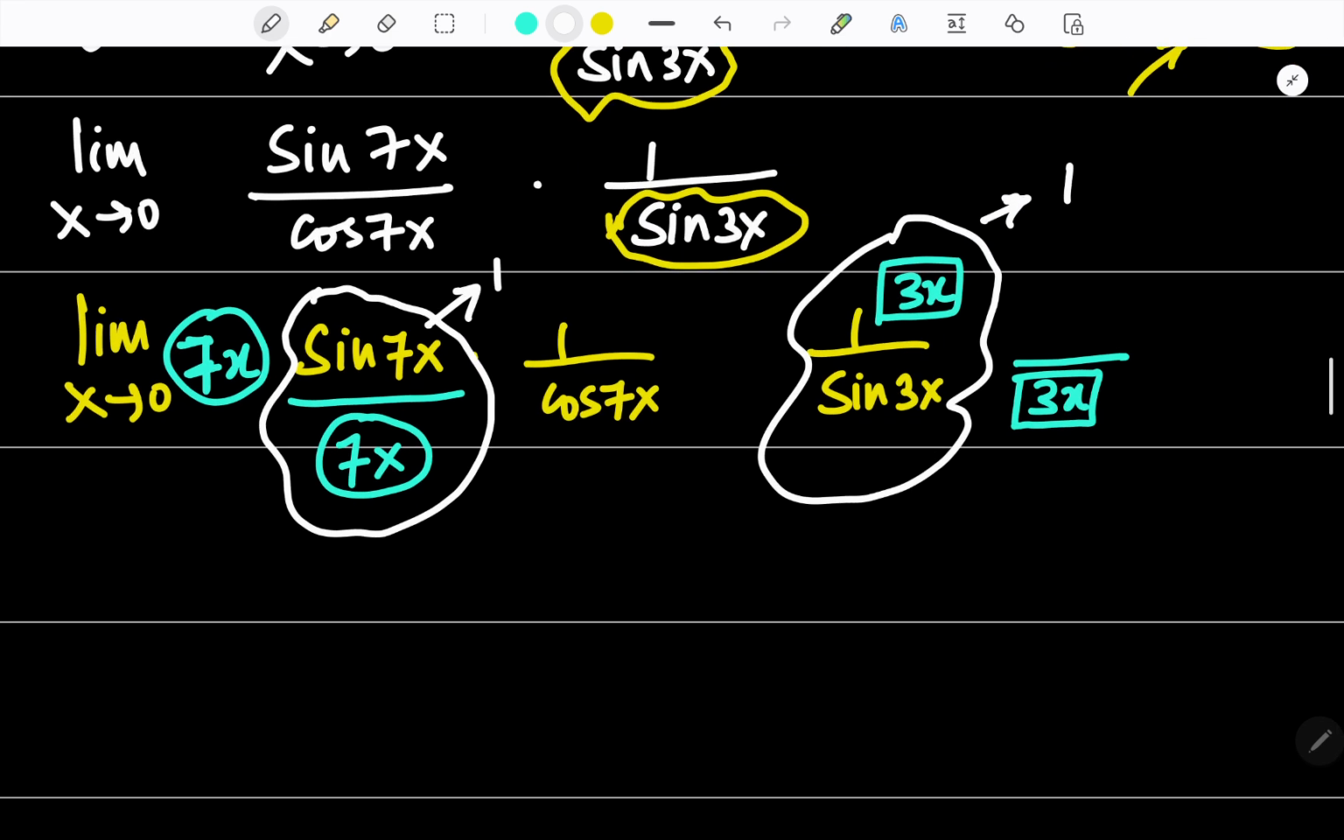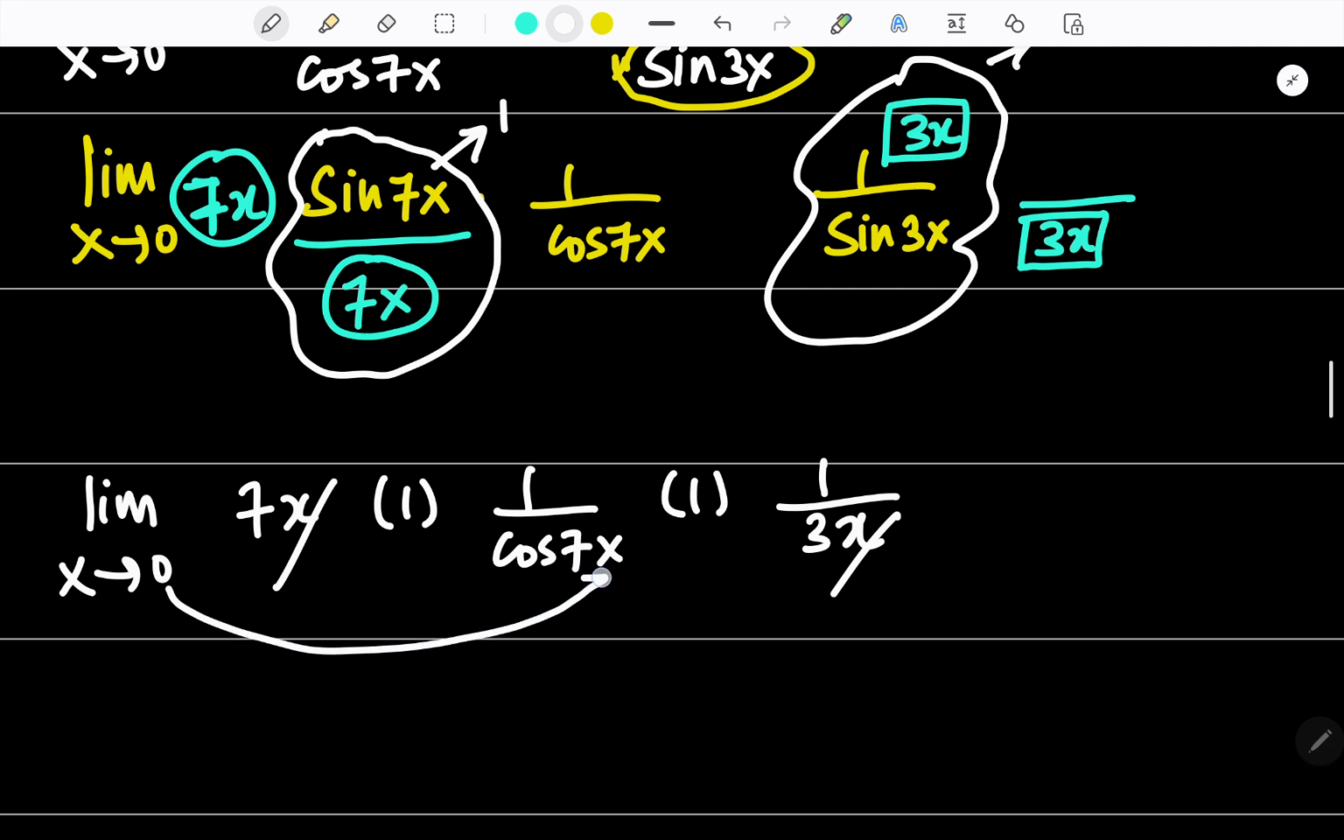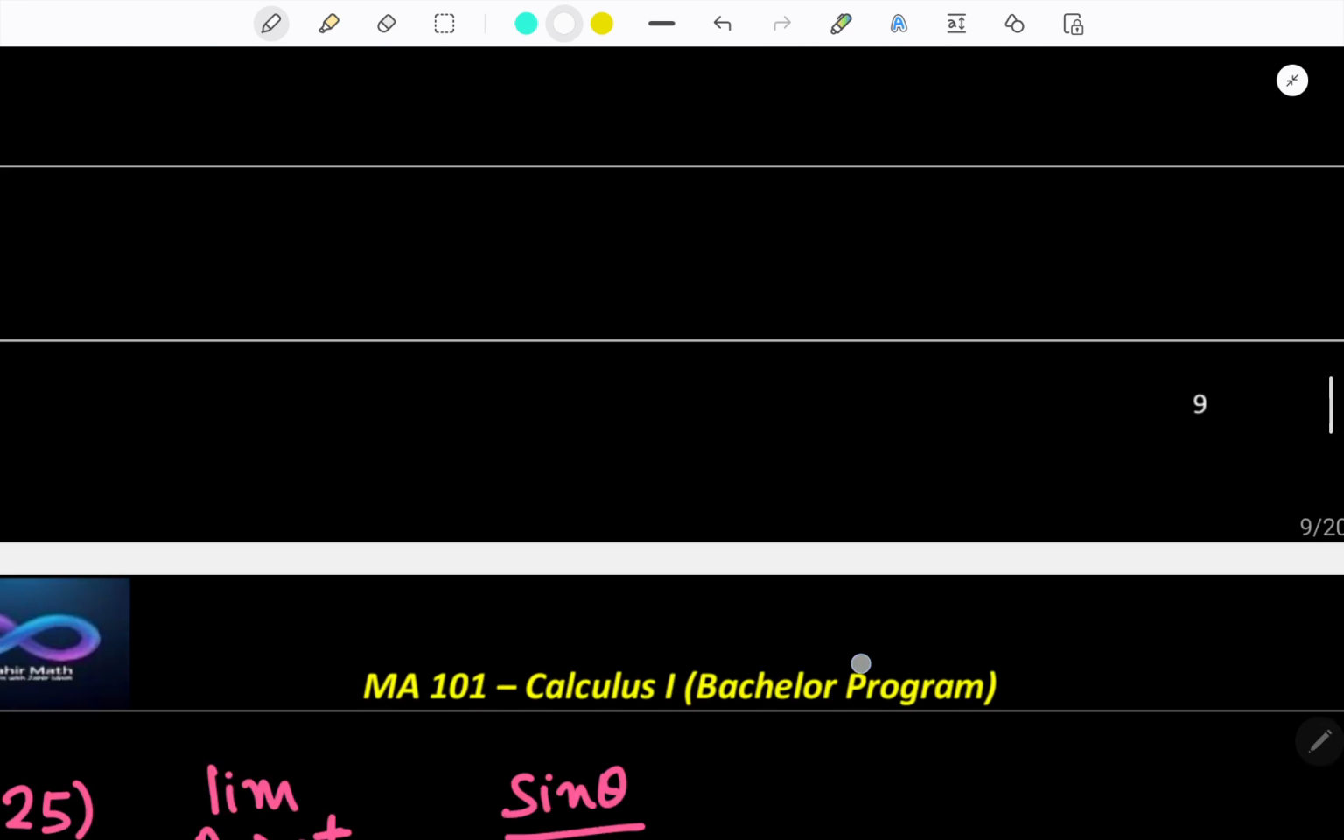So what is remaining now? The remaining is limit x tends to 0, 7x times 1 by cosine 7x times 1 by 3x. Now x gets cancelled. When x tends to 0, cosine 0 is what? 1. So 7, 1 by 1, and then 1 by 3. So the answer is going to become what? 7 over 3. Clear? Right.